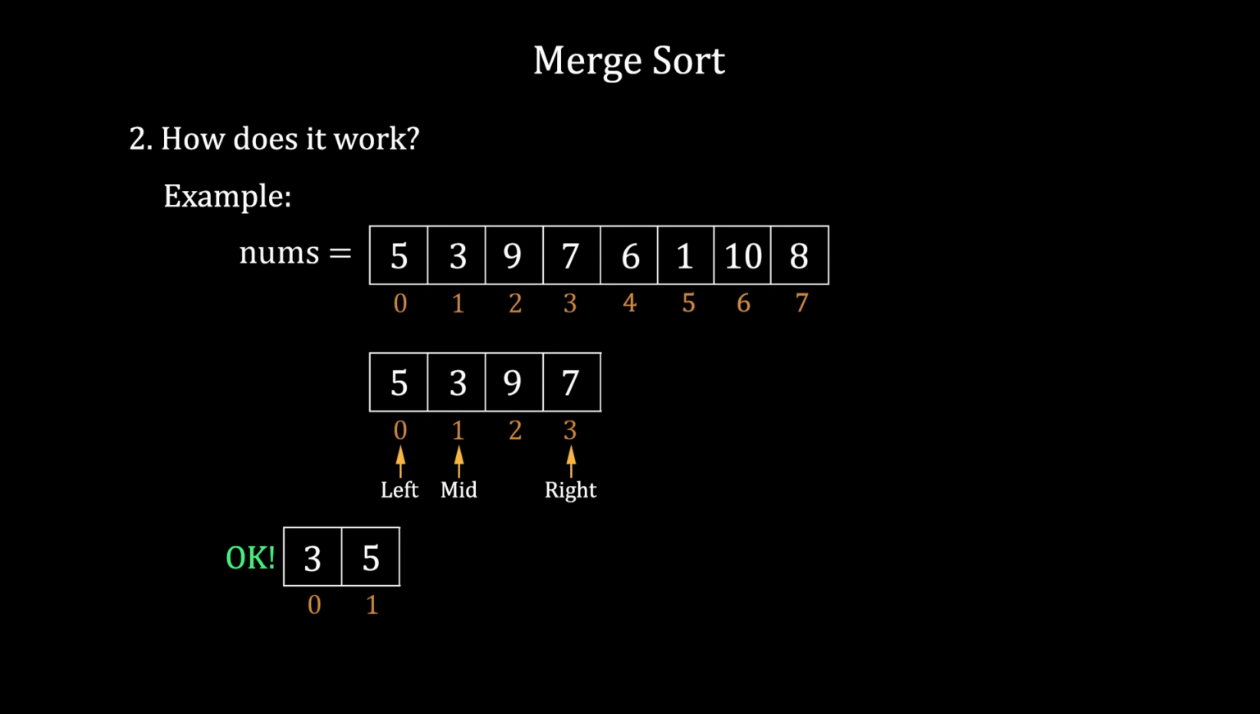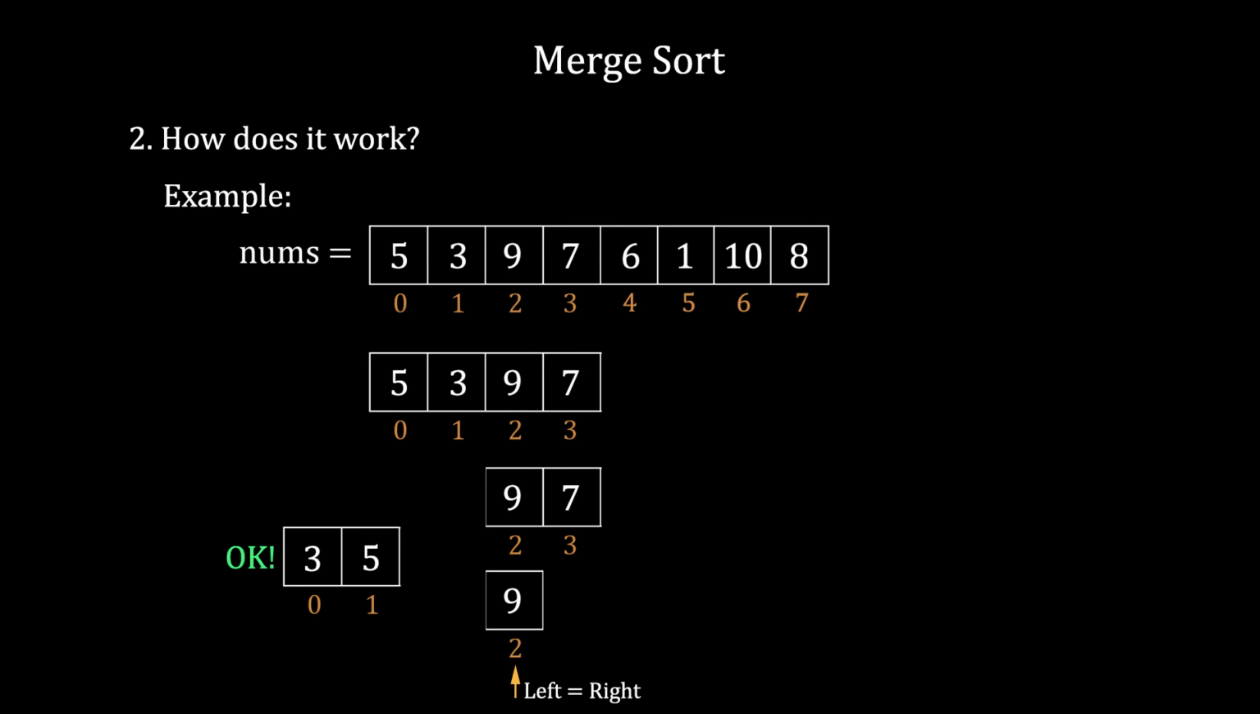And we are ready for step number 2, which is calling the merge sort function on the subarray nums of 2 and 3. Inside this call, we compute the middle position, which is 2, and we call merge sort of nums of 2 and 2. Left equals right, so this subarray is already sorted, so we will stop this function here and return to the parent call. Now in the parent call, we proceed to the next step, which is calling merge sort of nums of 3 and 3.